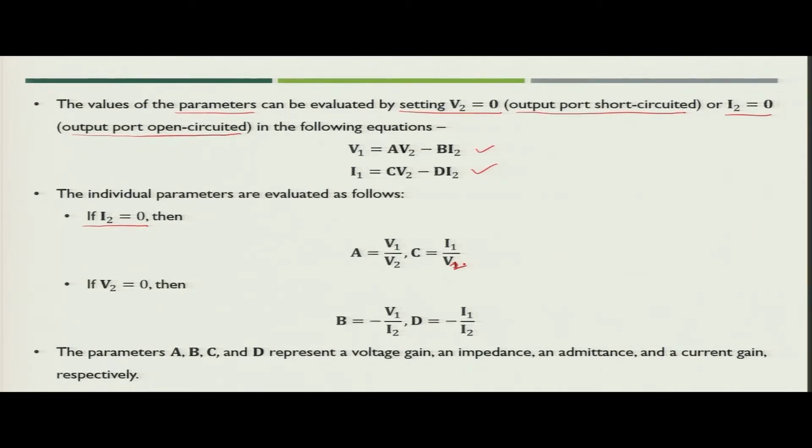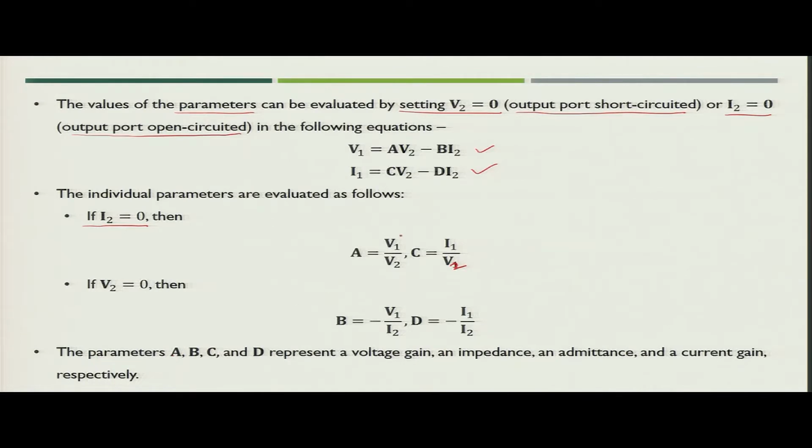Next is the condition when you set V2 equal to 0, that means you keep the output port short circuited. You set the value of V2 in these two equations as 0. So, B, which you get from the first equation, is minus V1 upon I2, and D, which you get from the second equation, is minus I1 upon I2. Now, what are these parameters representing?